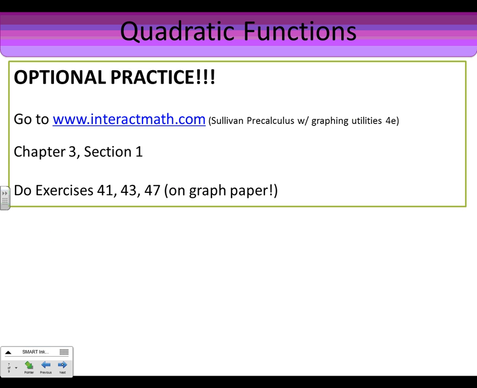So if you would like to practice a couple more, just to make sure you have it down before we work on it in class, go ahead and in Interact Math, try doing exercises 41, 43, and 47, graphing them on graph paper.